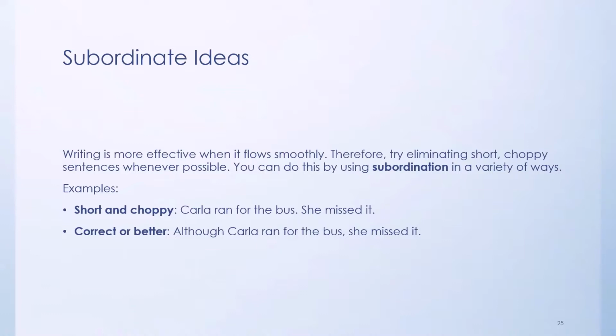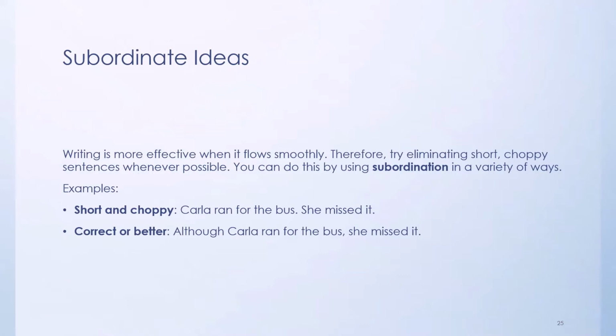is, although Carla ran for the bus, she missed it. You see that word although? Carla ran for the bus, it gives me the feeling that Carla, at least, somehow tried her best to run for the bus, yet she missed it. But her intention was to run and catch that bus. You see how it changes the feeling of the two sentences?